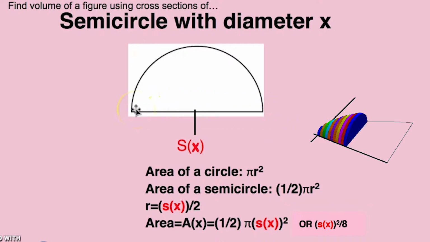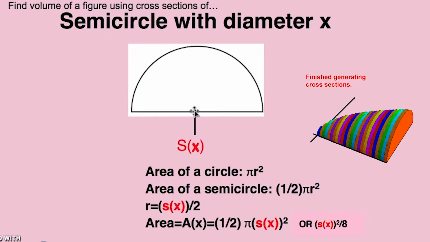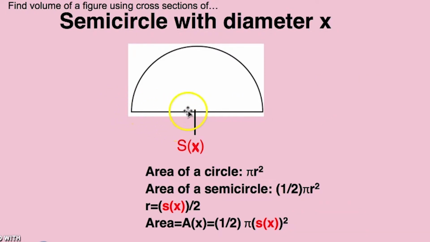In a typical area of a circle, we would say pi r squared, which is pi times radius times radius. Now when we look at the area of a semicircle, we're going to say pi r squared again. However, since it's a semicircle, we're going to say 1/2, because it is half the circle. So our new radius will be s of x divided by 2. Therefore, our area will be 1/2 pi s of x squared.